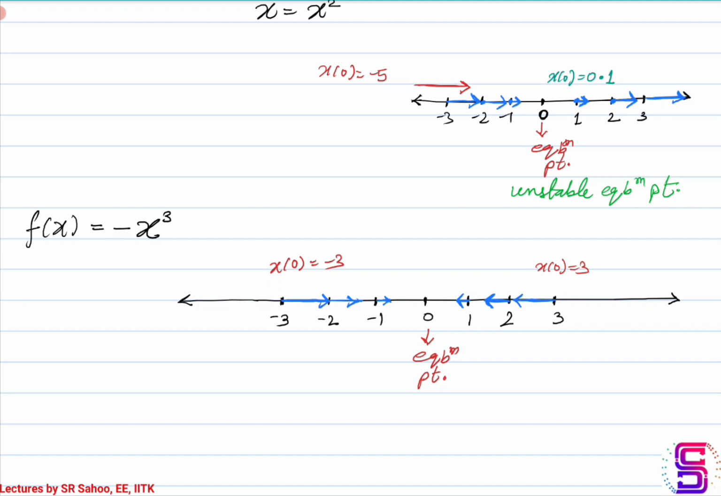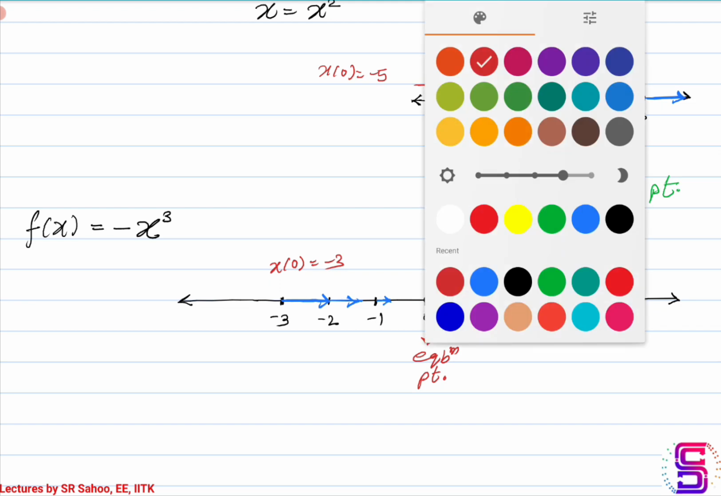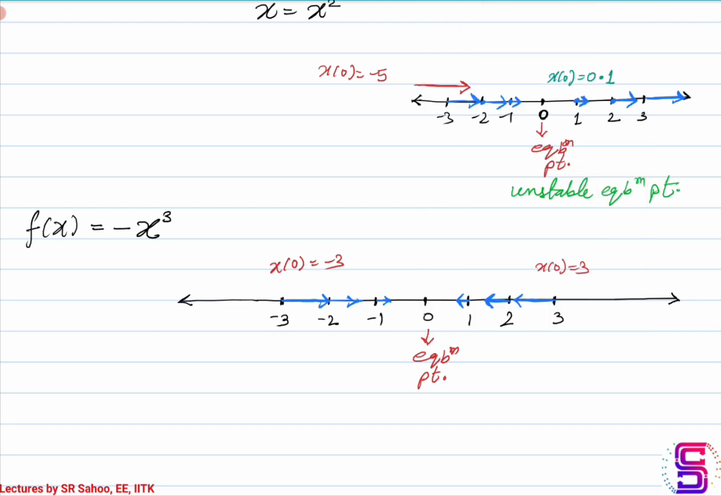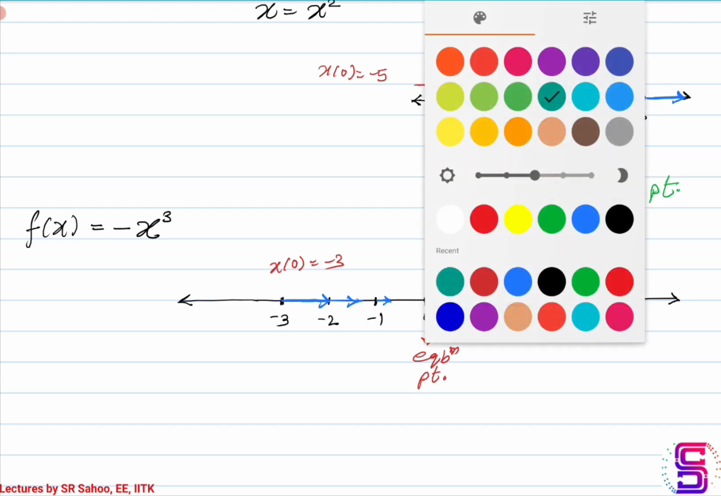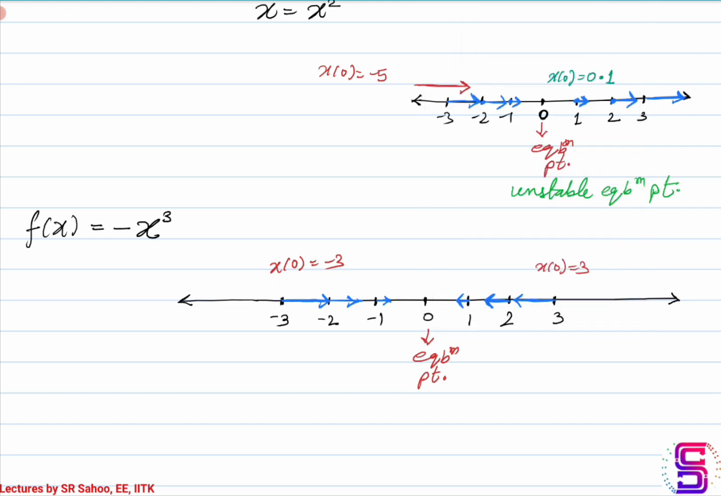So in one-dimensional cases, there are only two directions in which the system can be perturbed, and in both directions, we are seeing that the solution has a tendency to move towards the equilibrium point, which is 0 in this particular case, and hence we classify such equilibrium points as stable equilibrium points.